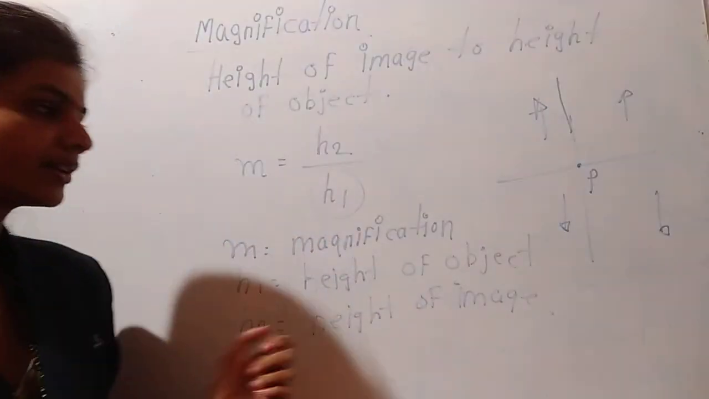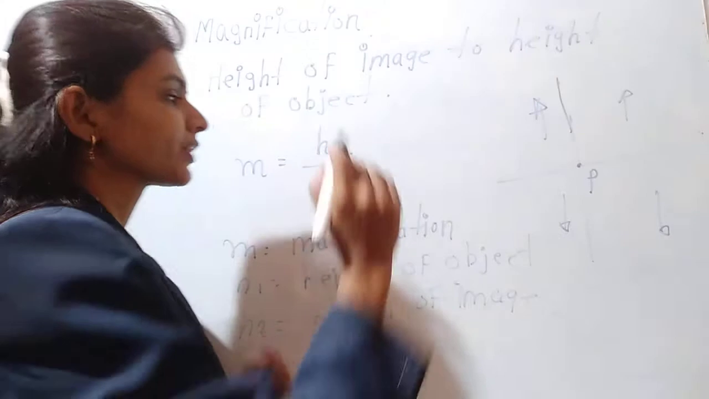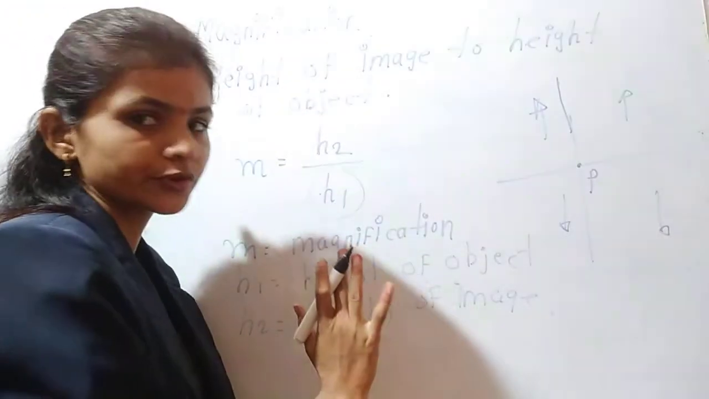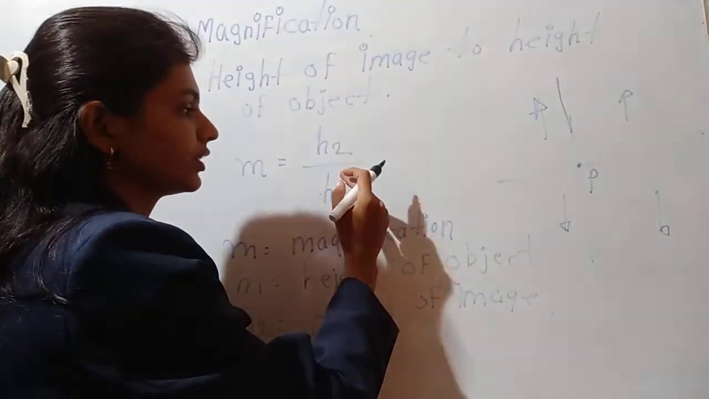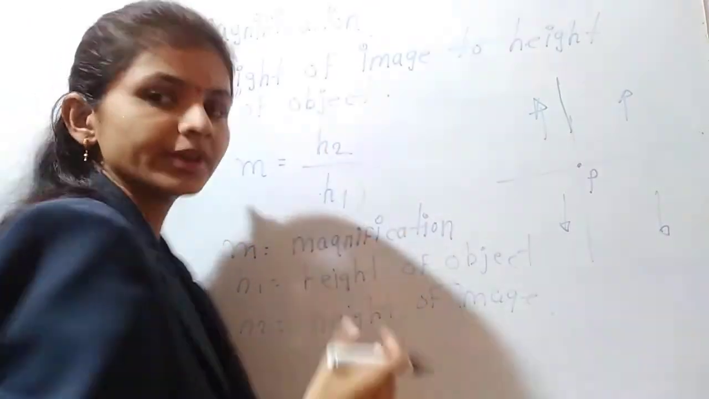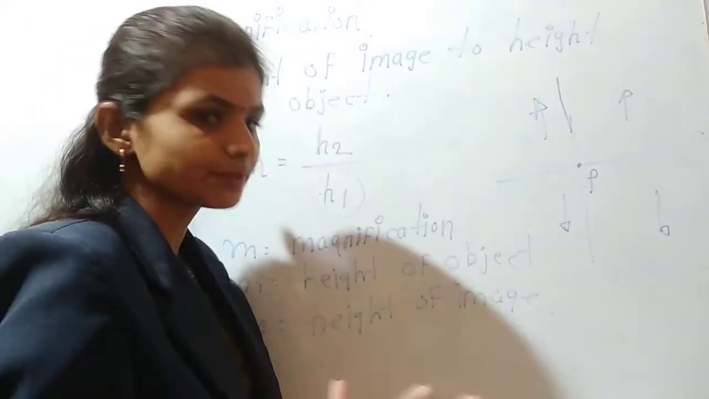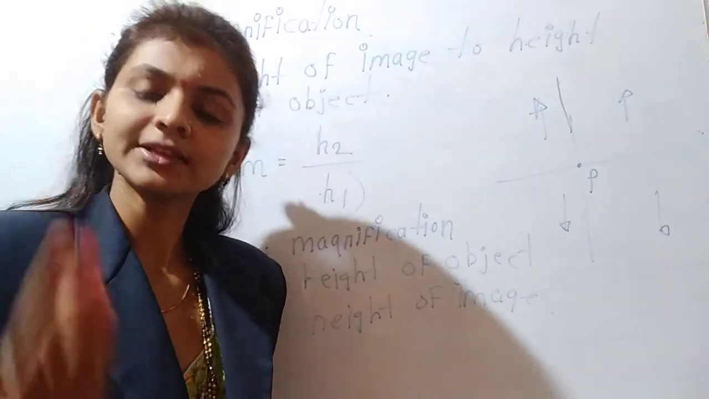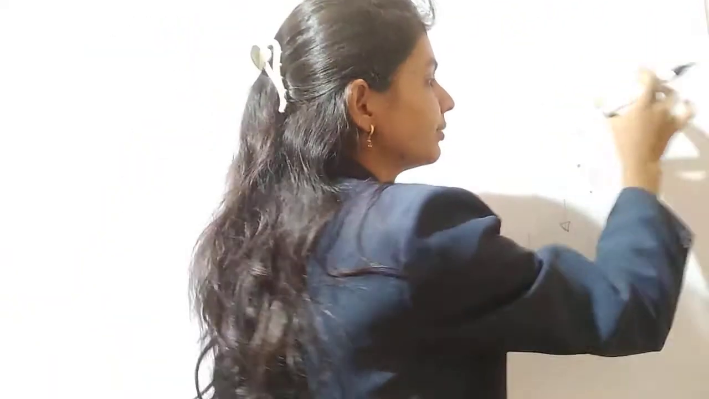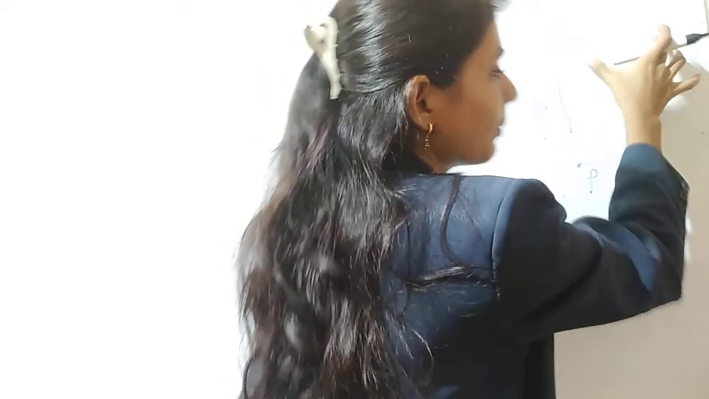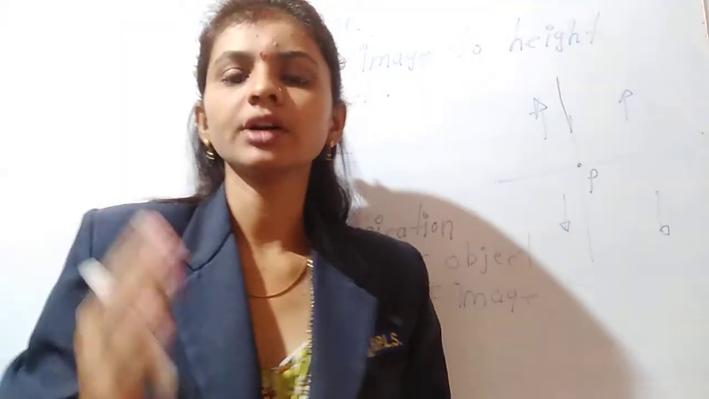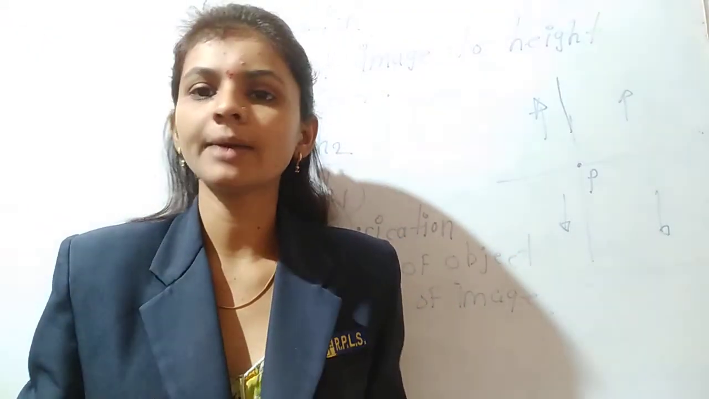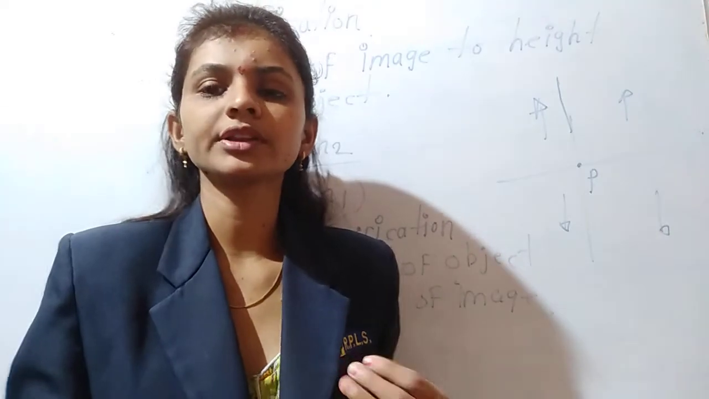So that time magnification is positive, because the height of the object is always positive, and in case of the virtual image, the height of the image is also positive, because वर्चुअल इमेज में हमें जो भी इमेज है हमारी वो अपवर्ड डायरेक्शन में मिलती है. सो जो भी अपवर्ड डायरेक्शन में इमेज होती है उसे हम पॉजिटिव कैलकुलेट करते हैं.